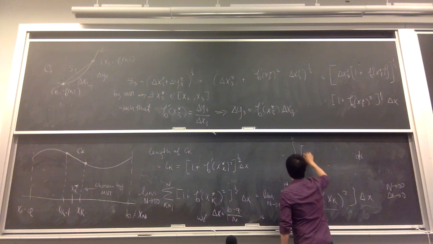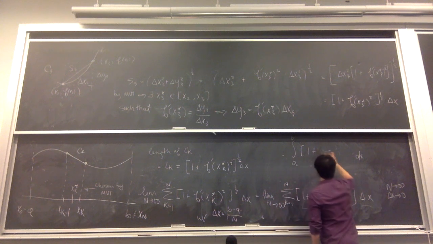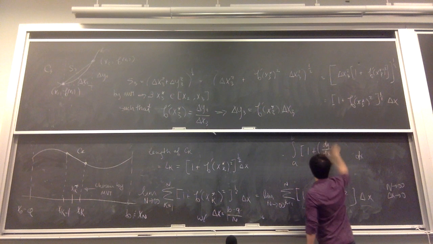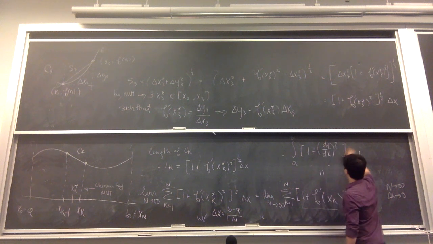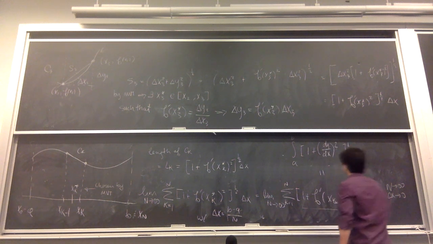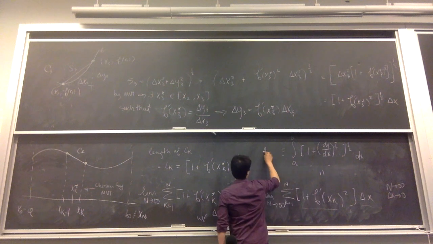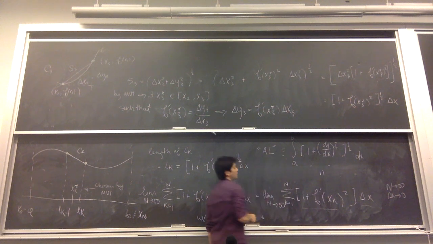of the square root of 1 plus, and I'm going to write it like this, (dy/dx) squared, to the half. This is the arc length for y.